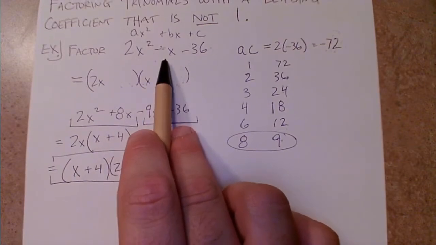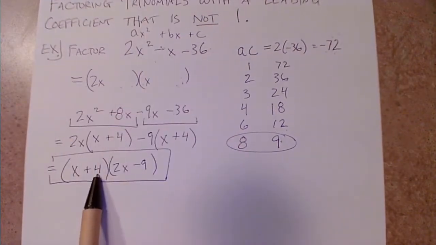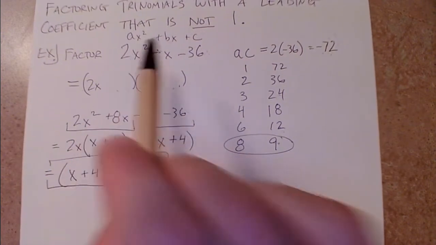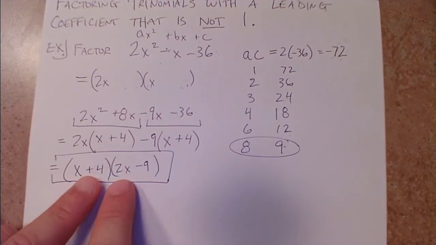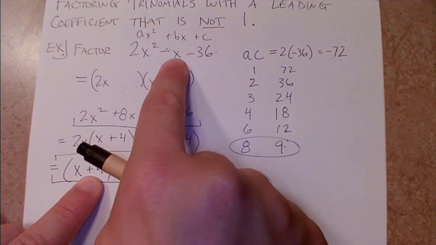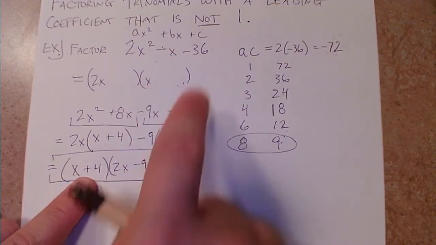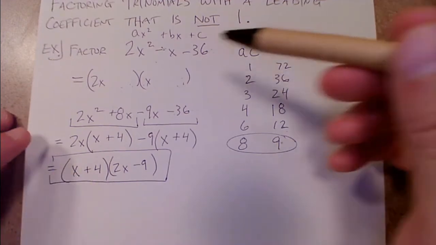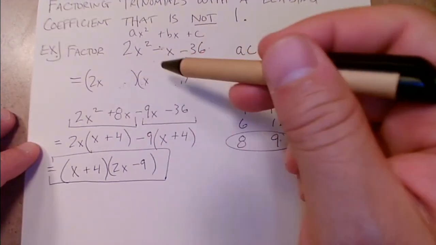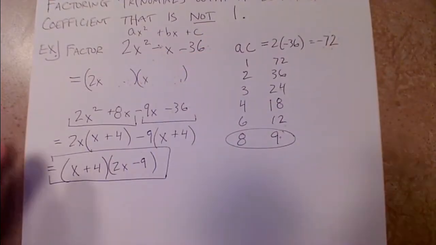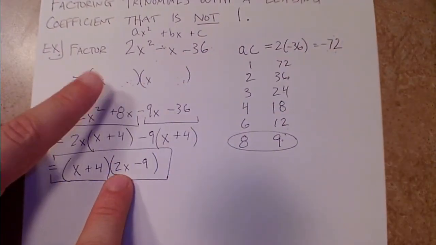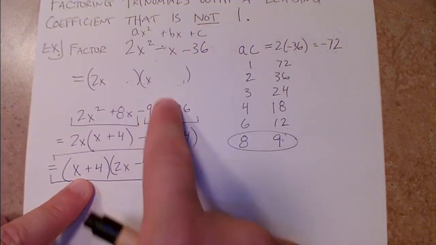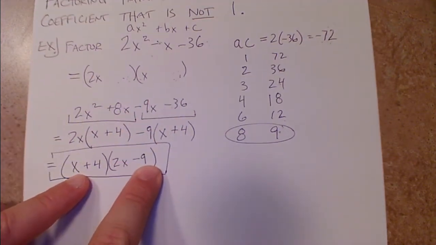This trinomial, when you FOIL this out, is the same. Okay? X times 2x is 2x squared. Negative 9x plus 8x is negative x. Positive 4 times negative 9 is negative 36. So again, this AC method helps reduce the amount of guessing, trial, and error that we have right here. And we can see that we were right all along. 2x, we didn't know what was going to go here. X and then something right there. We found the winning combination right there.